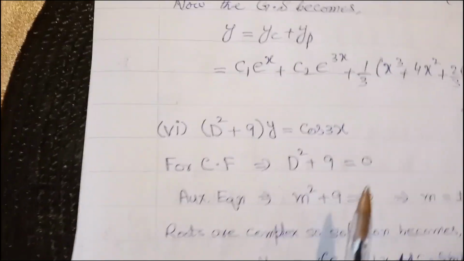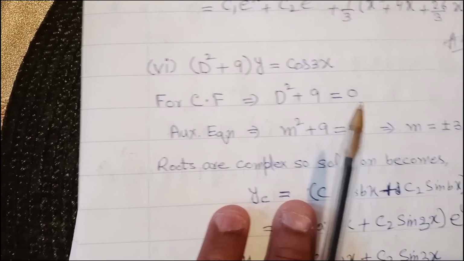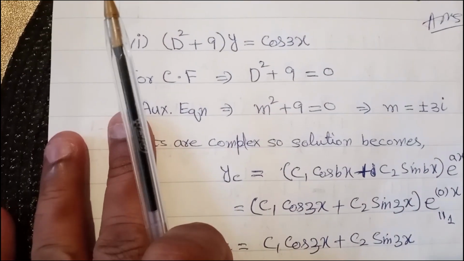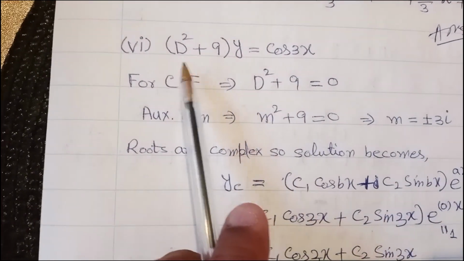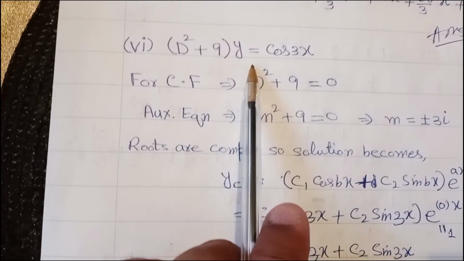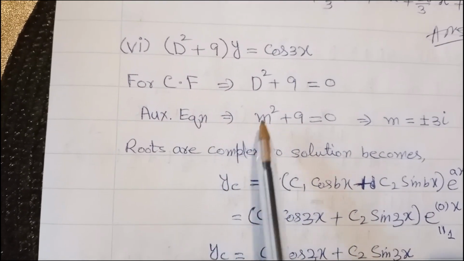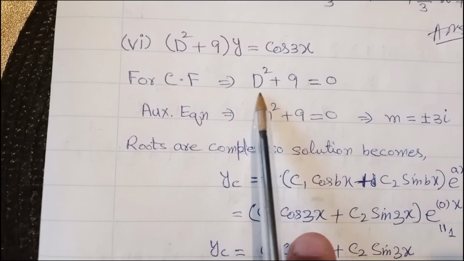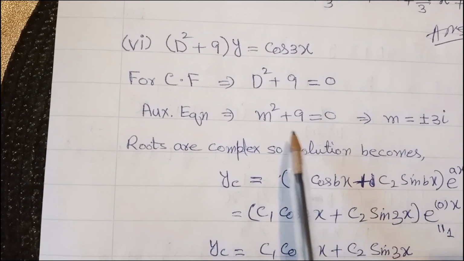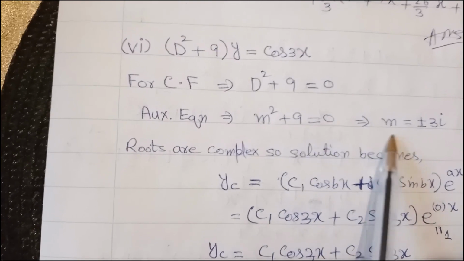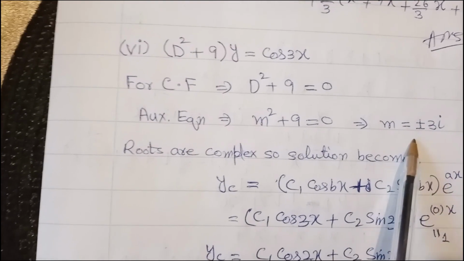Now we are going to solve or discuss another problem containing a circular function, that is (d square plus 9) y is equal to cos 3x. For the complementary function, from the left hand side we have d square plus 9 is equal to 0, and the roots of this differential equation, m square plus 9, will be m is equal to plus minus 3 iota. Here we have complex roots.